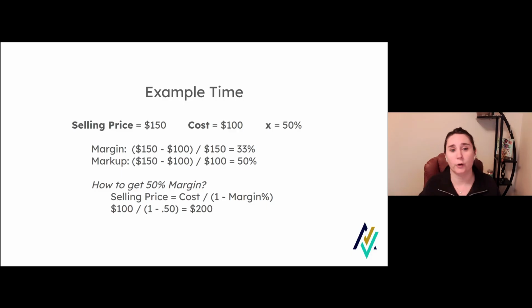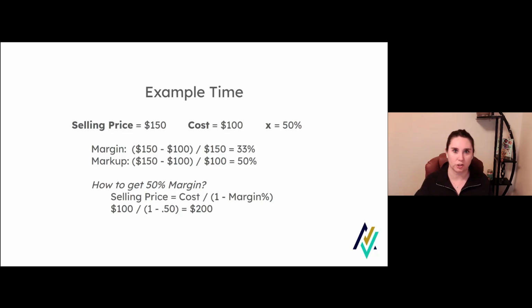I'll throw in another formula for you because heck, why not? If you want to get to a 50% margin, how do you do that? What do you need to sell your product at? So the equation here is selling price equals cost divided by 1 minus your margin. So in this calculation, we know cost. Cost is $100 divided by 1 minus 0.5.